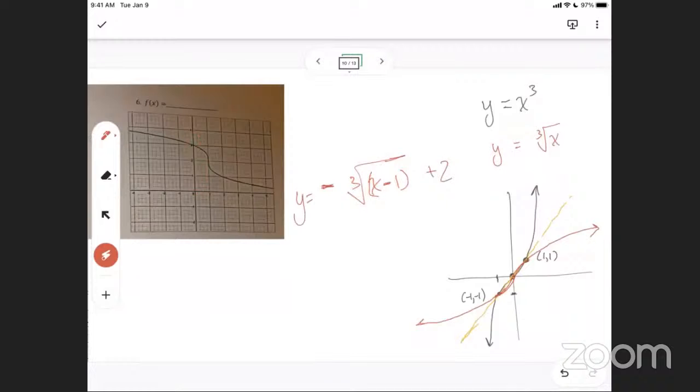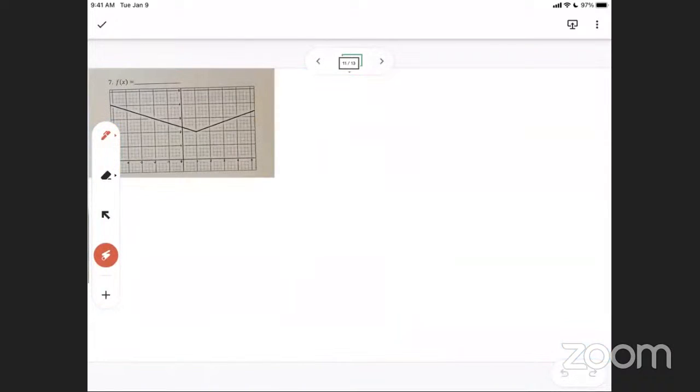Okay. If I plug in 2, I should get 1. If I plug in 2, I would get 2 minus 1, which is 1. The cube root of 1 is 1. -1 plus 2 is 1. 1. I know I did it right. Okay. Yeah. This one is easier.